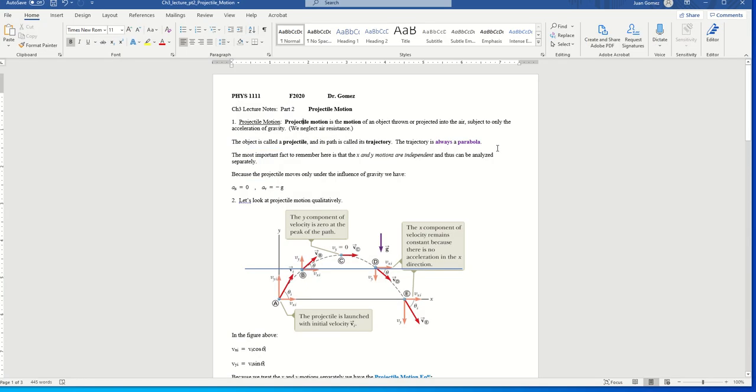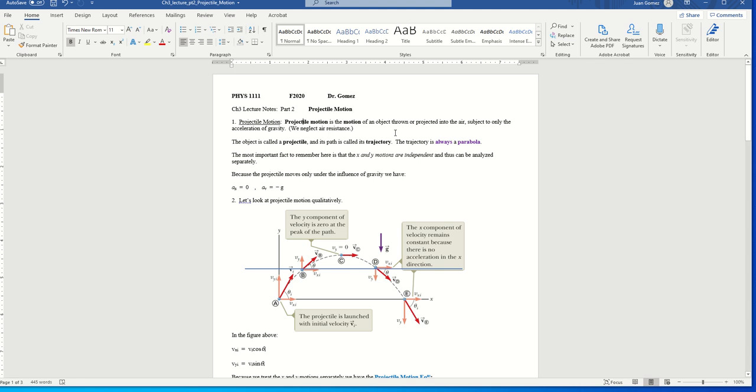Greetings, everybody. This next video covers the last topic we'll cover from Chapter 3, and it deals with projectile motion. This will take us up to the first exam.